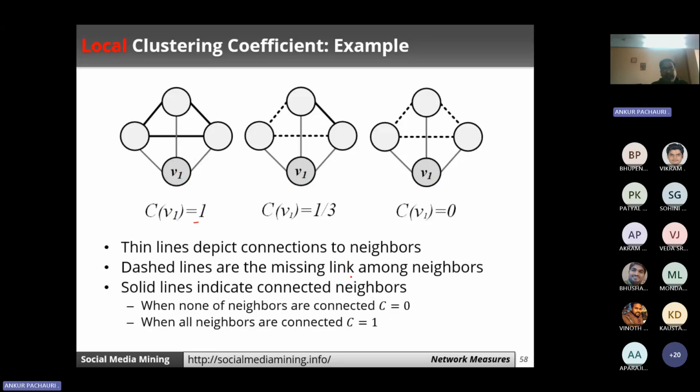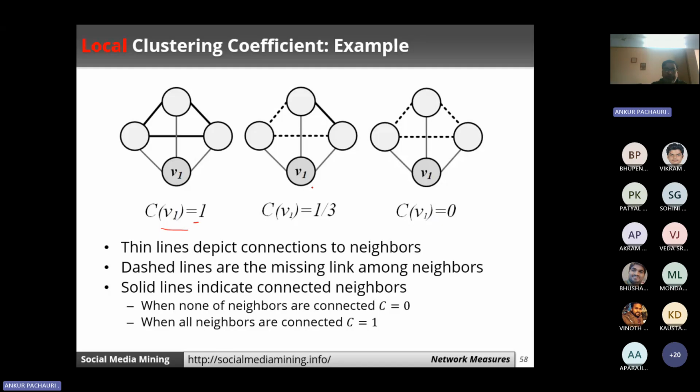Dashed lines are the missing links among the neighbors, and solid lines indicate the connected neighbors. So if this is my graph, then in this case the clustering coefficient of V1 will be equal to 1. In the other case, the clustering coefficient of V1 will be 1 by 3. How many triangles is it participating in? And when there's no direct edge or missing link, then the local clustering coefficient of V1 will be equal to 0.